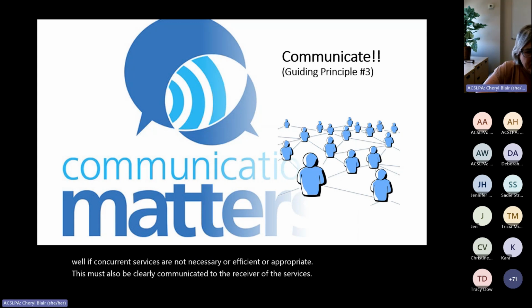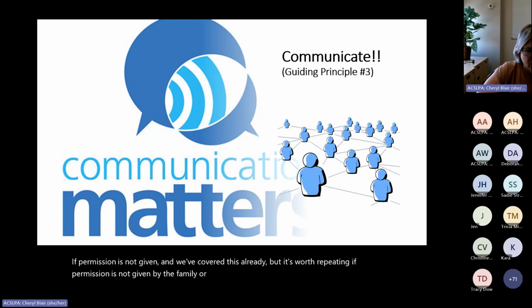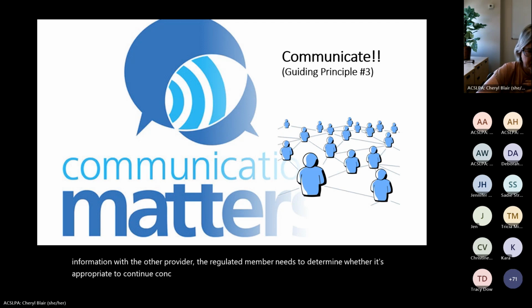If permission is not given, and we've covered this already, but it's worth repeating, if permission is not given by the family or client for one provider to contact and share information with the other provider, the regulated member needs to determine whether it's appropriate to continue concurrent services.